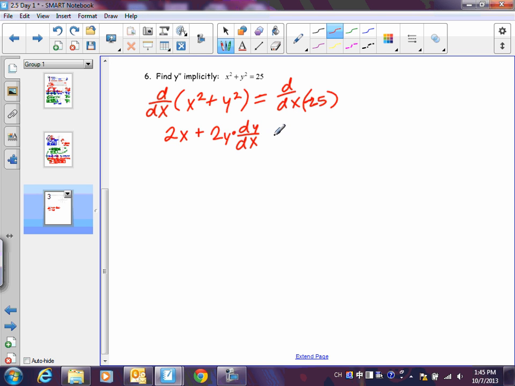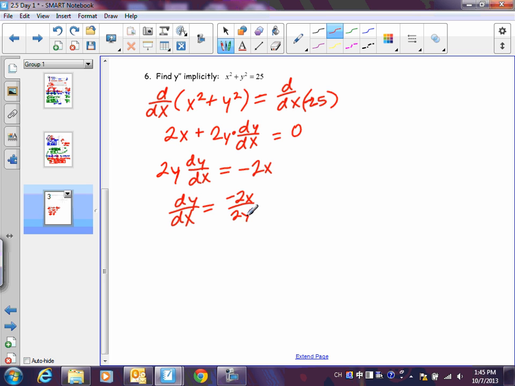Okay, so what is the derivative of 25? 0. And now what do I have to do? Yep, I got to get all the dy over dx terms on the left side. Well, good news is this is already on the left side. Okay, and that means I need to subtract the 2x. And so what does dy over dx equal? Negative 2x over 2y.